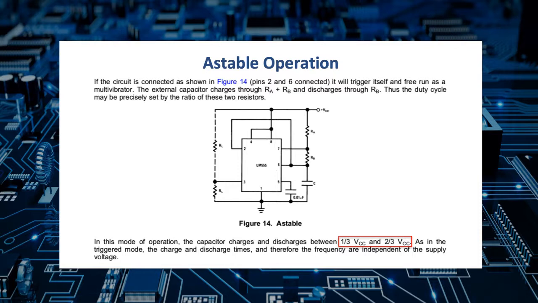And those switch on and off based on the capacitor charging and discharging between 1/3 and 2/3 VCC. So again, you'll recall tau, and with tau when we're charging, the first tau we charge to 2/3 of VCC, and in the second tau we discharge by 2/3 of VCC, which would be 1/3.